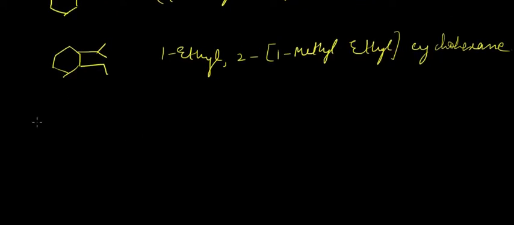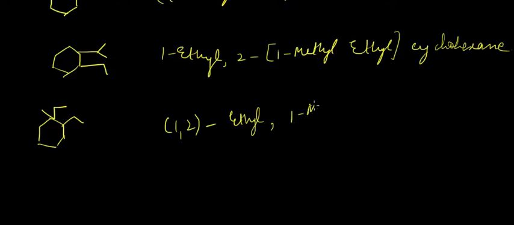If we have something like this, then its name would be 1,2 ethyl 1-methyl cyclohexane.